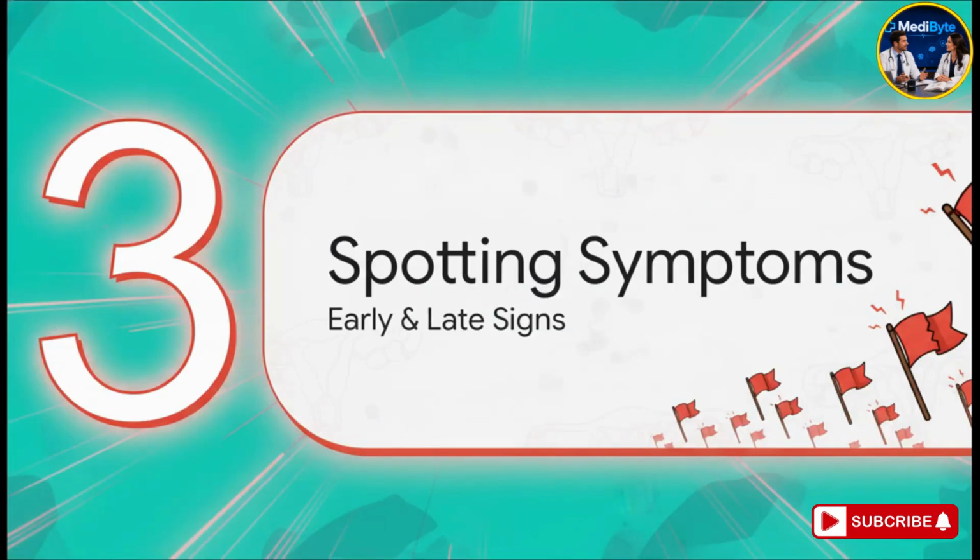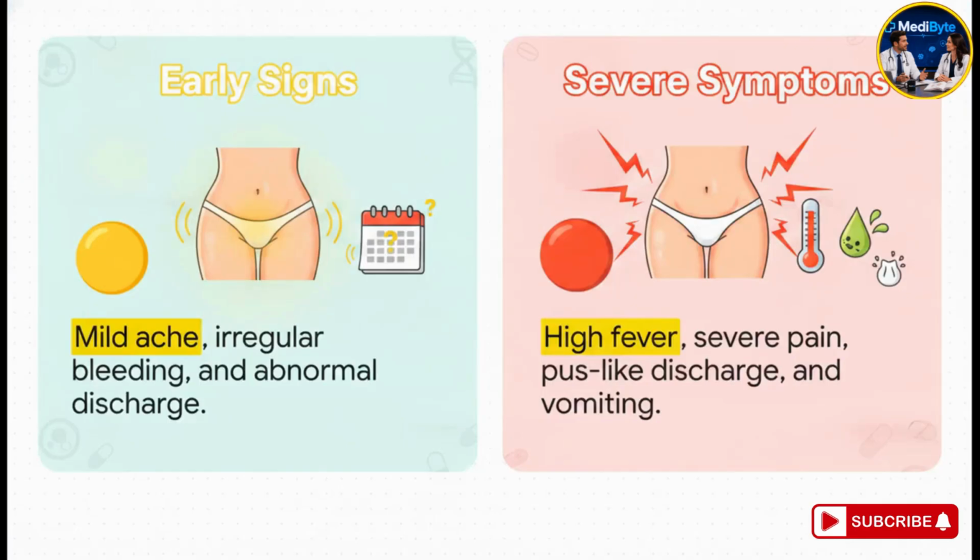Section 3. Spotting the symptoms. Symptoms usually begin pretty subtly, often popping up right toward the end of a menstrual period or in the few days just after. Early warning signs can include a mild to moderate ache in the lower abdomen, some irregular vaginal bleeding, and an abnormal discharge that might have a pretty bad odor. But as the infection spreads, things escalate incredibly quickly. Later, severe symptoms include a high fever, a yellow-green pus-like discharge, really intense pain during sex or urination, and even vomiting. You absolutely cannot ignore those initial mild signs.